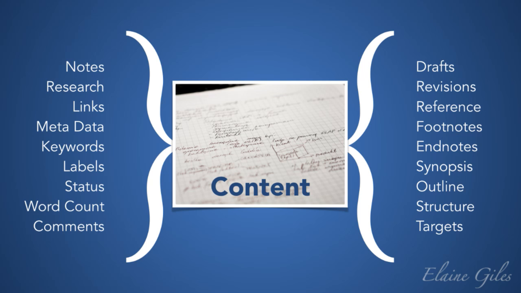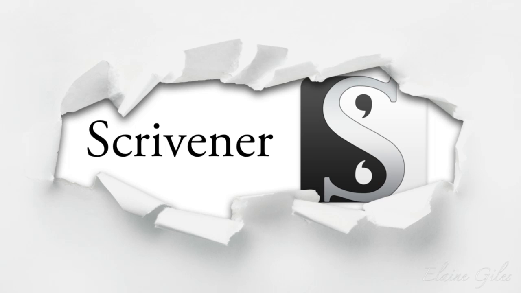And what I mean by that is, if you've written a chunk of content, you may have notes related to that content that you've worked from. You doubtless have got research. They may be links that you've got from the internet. You may like to put metadata with it. You might like to keyword it or colour code it or give it a status or know how many words there are in it. But a word count isn't part of the content. It's ancillary to it. And that's where Scrivener comes in.